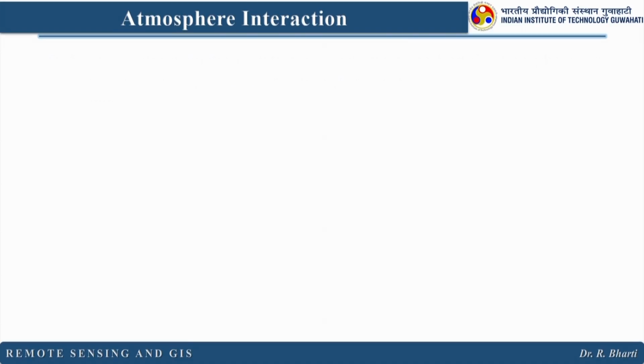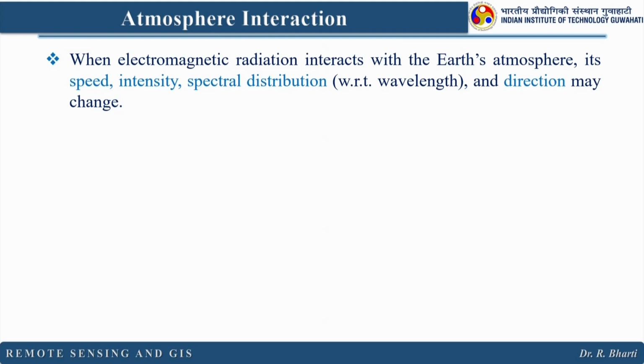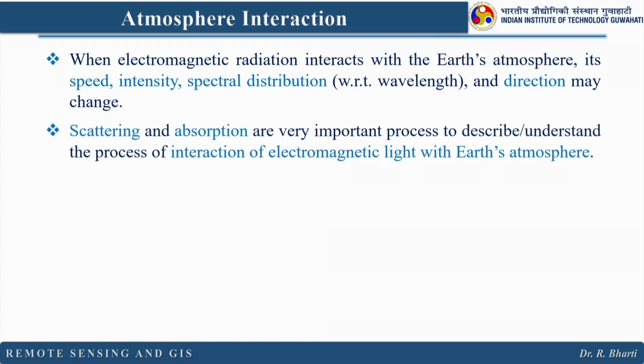So let us start with the atmosphere as a whole. When electromagnetic radiation interacts with the earth's atmosphere, its speed, intensity, spectral distribution and direction may change, because here your medium is different. Scattering and absorption are very important processes to understand the interaction of electromagnetic radiation with the earth's atmosphere. So let us start with scattering.